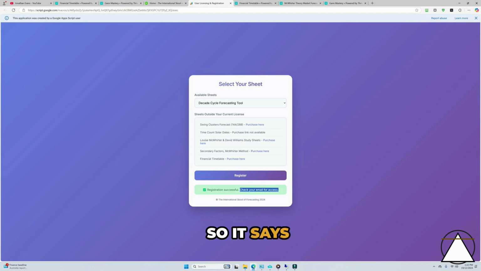Okay, there it goes. So it says registration successful. Check your email for access. So all you do now is you head over to your email address, especially the email, whoever owns this email address, they just got registered to this one. And now you can open the tool that I have just provided you.